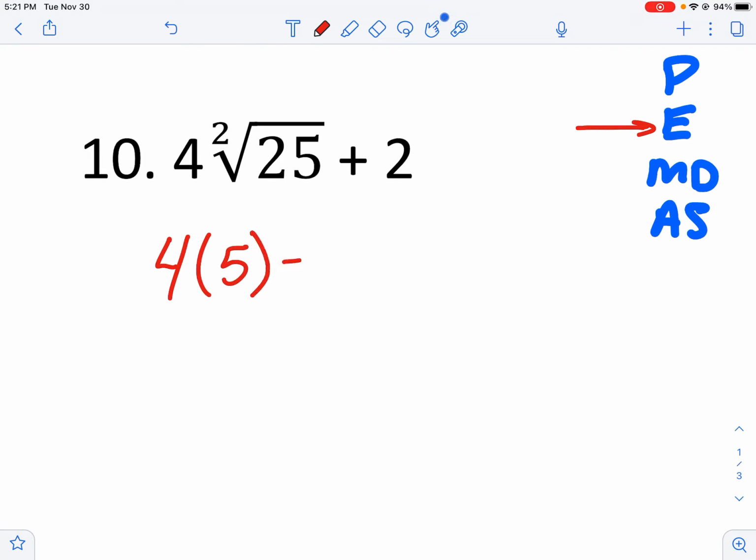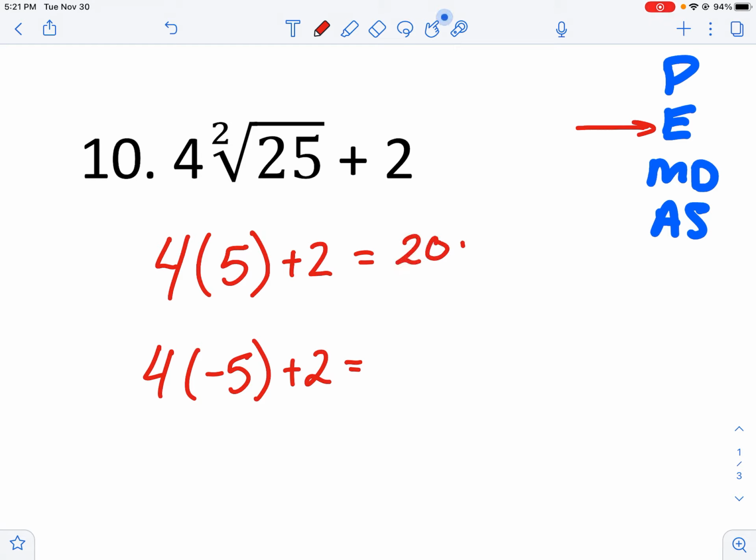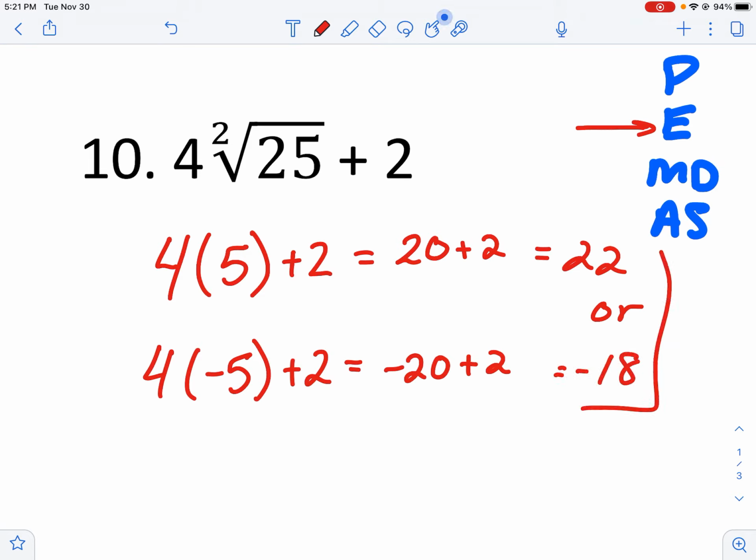Square root of 25 could be 5, or it could be negative 5. And now you have 2 expressions to simplify. And again, follow your order of operations. You did your exponents, now do your multiplying. And now do your addition or subtraction. So this would be either 22 or negative 18. Those are your 2 options.